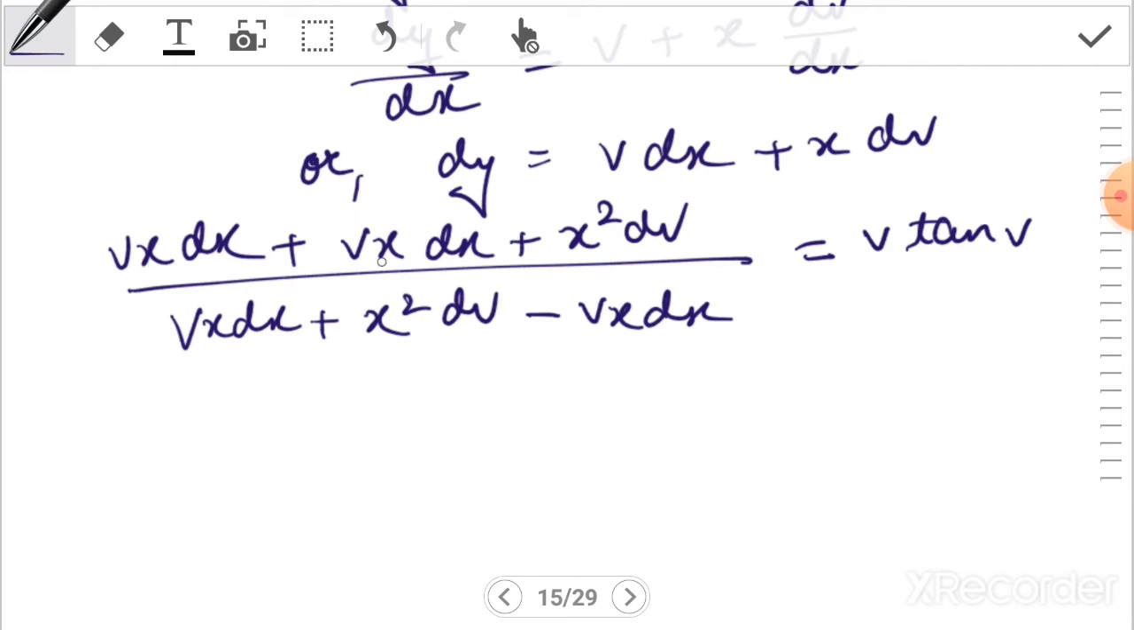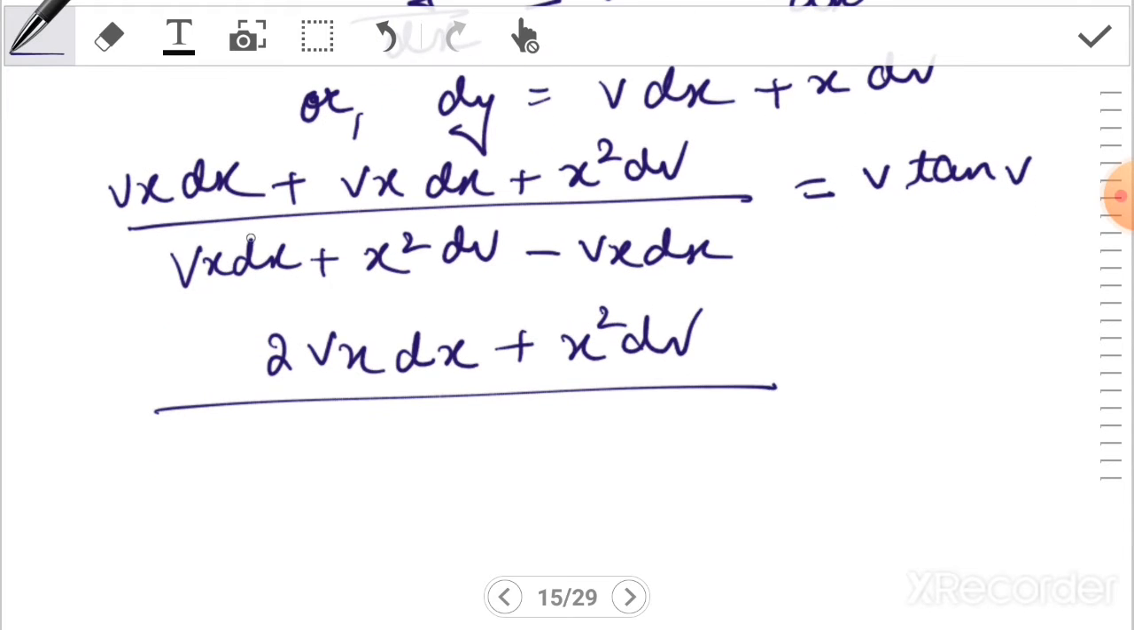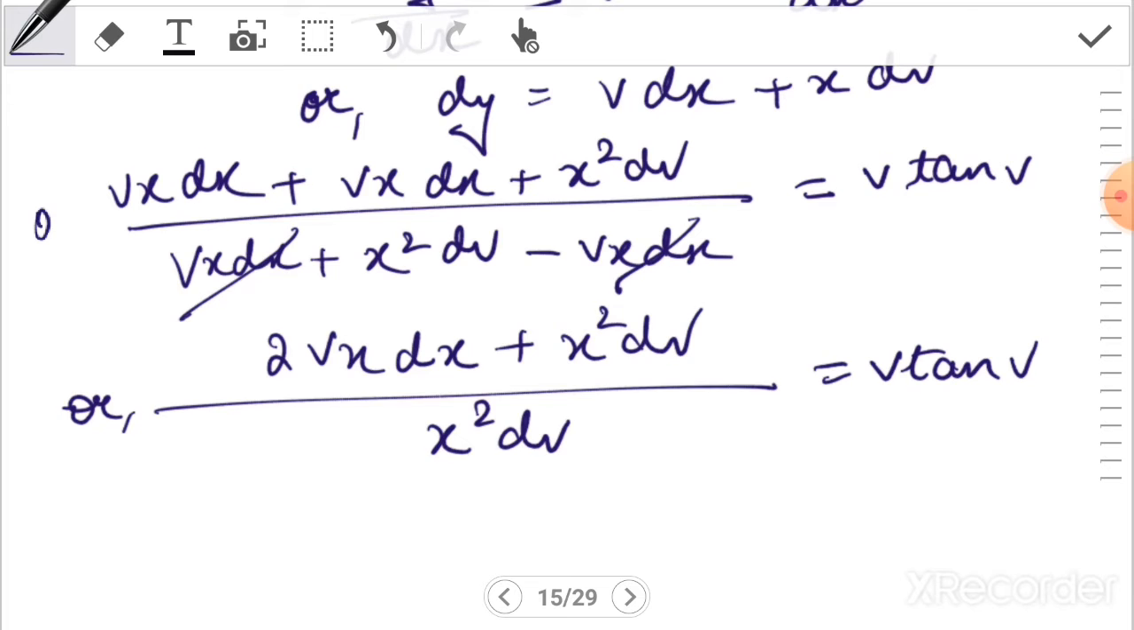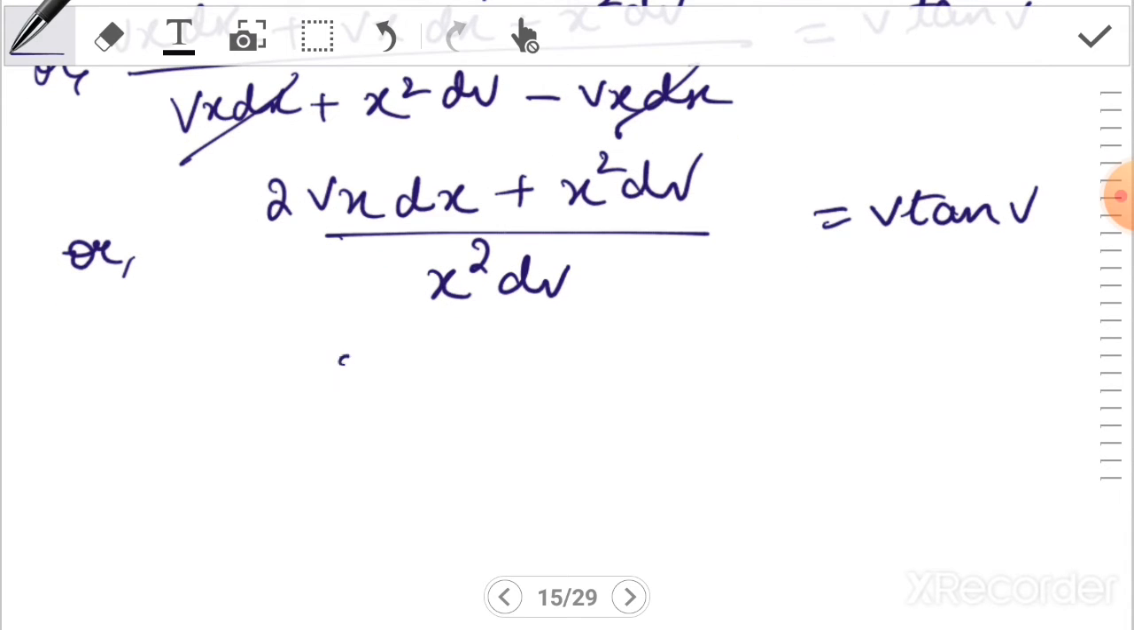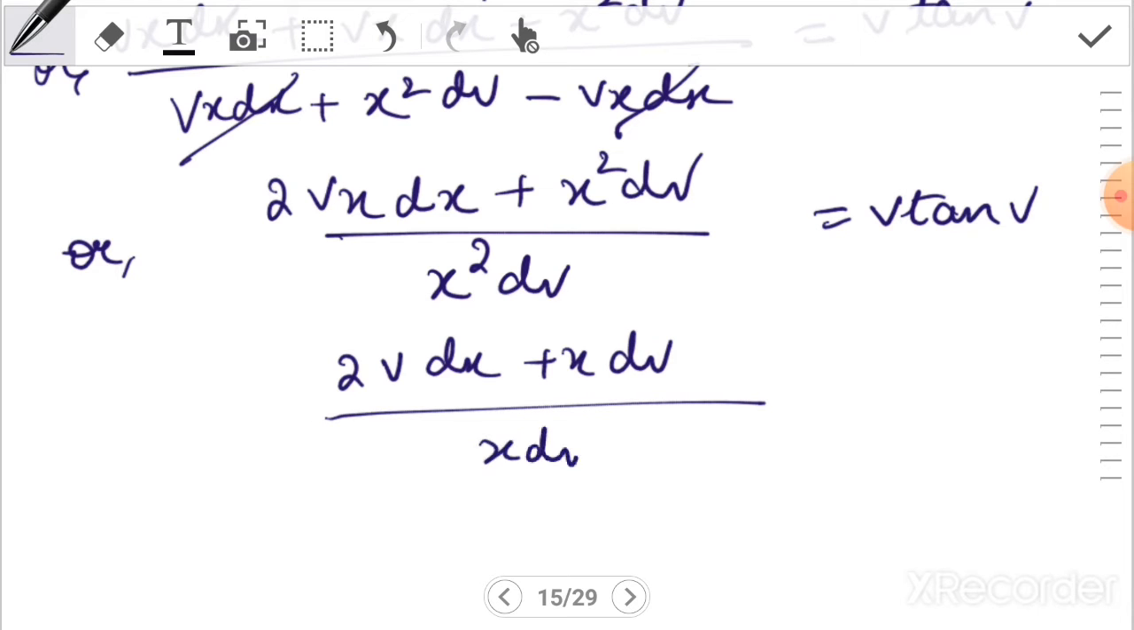See, vx dx plus vx dx is 2vx dx plus x square dv. This gets cancelled and we have x square dv is equal to v tan v. So we can cancel x. So 2v dx plus x times dv is equal to x dv. So cancelling x from numerator and denominator, v tan v.